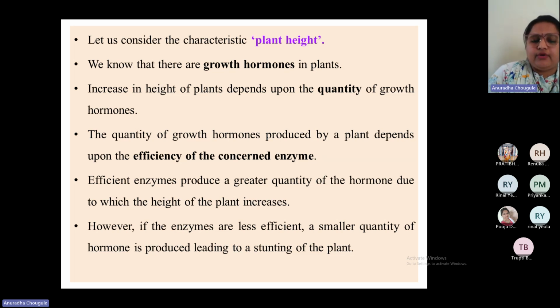And this production of growth hormone depends on the efficiency of the concerned enzyme responsible for the production of growth hormone. So if the efficient enzyme is produced in higher quantity due to the gene, then the quantity of hormone is more, and so the plant height is also more. And vice versa, if the efficiency of the enzyme is less, the quantity of growth hormone produced is less, leading to a short plant, that is a stunted plant.